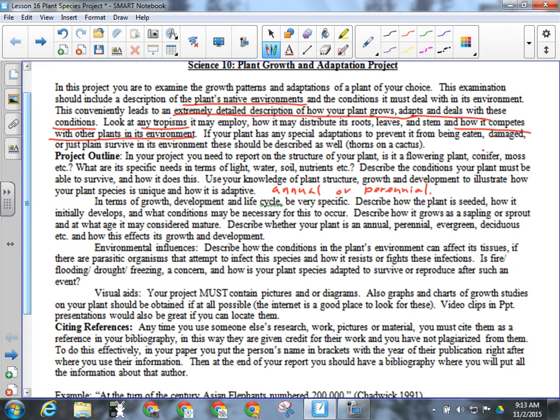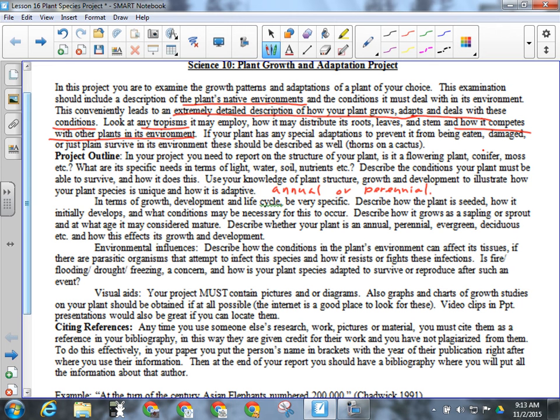What are its specific needs in terms of water, soil, nutrients, etc.? That's something you would hopefully cover in the description of the environment, but it definitely needs to be covered. What are its needs? Describe the conditions your plant must be able to survive. So again, that goes back to the native environment and how it does that.